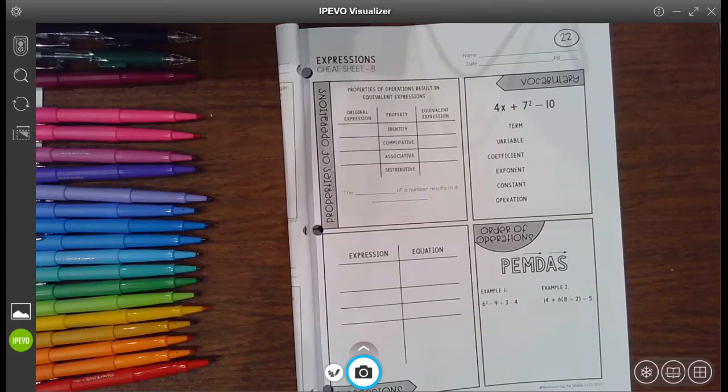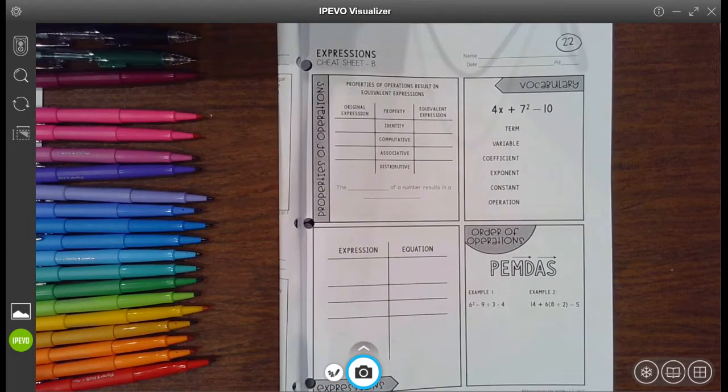Hello, my little mathematicians. Today we are going to review everything we learned from the expressions unit. So things like all the different properties, the different parts that make up an expression, and the order of operations, as well as the difference between an expression and an equation. So let's jump right in.